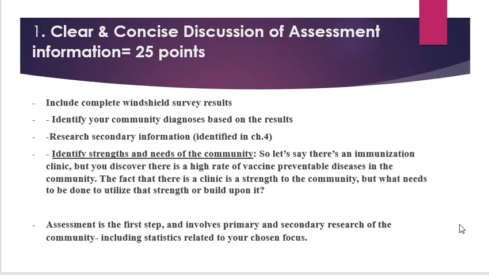So, for example, let's say there's an immunization clinic, but you discover that there's a high rate of vaccine preventable diseases in the community, and you find that out by your secondary data. The fact that there's a clinic is a strength to the community, but what needs to be done to utilize that strength or build upon it? So assessment is the first step, and that could actually include maybe there's a facility, but there's a lack of transportation because it's a rural area, or maybe it's an education issue. Depending on what that issue may be would be where you'll be directed in your project.